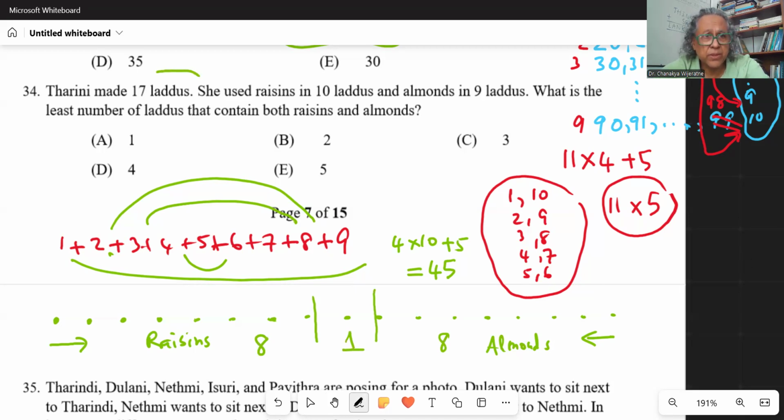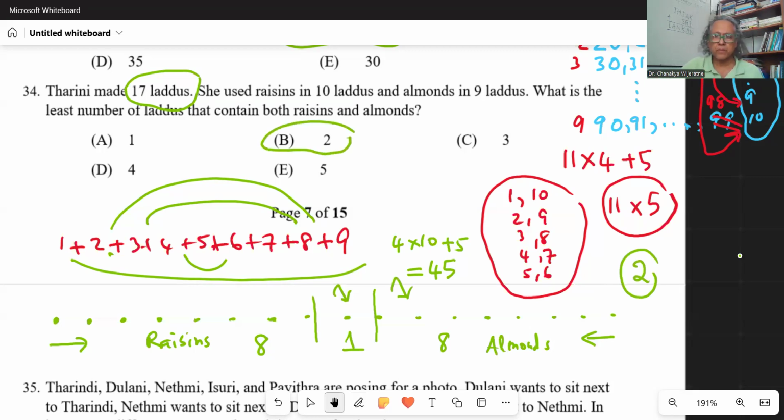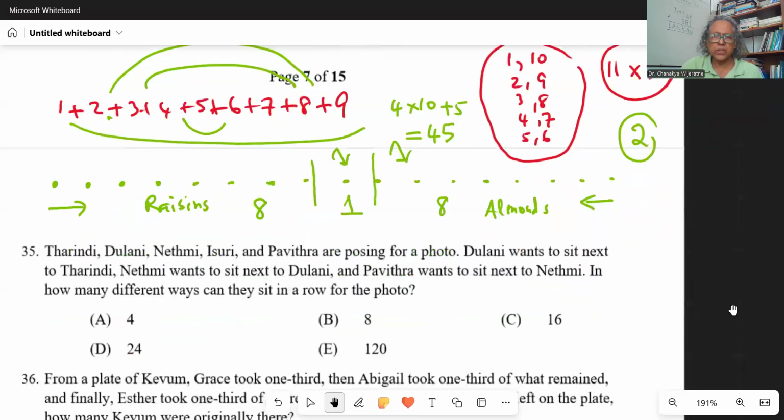We have only 17 laddus, right? So then we had to put a raisin and almond to this one, right? And then we don't have almonds anymore, but we have one raisin left, right? So that actually we had to put it here, which already has almonds. So that means there has to be at least 2 with both raisins and almonds. The answer is 2, right? Okay, let's go to the next question.